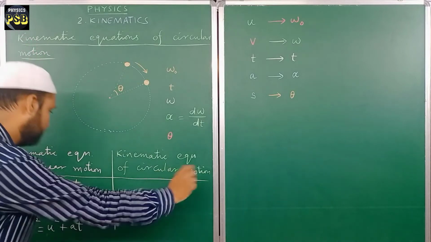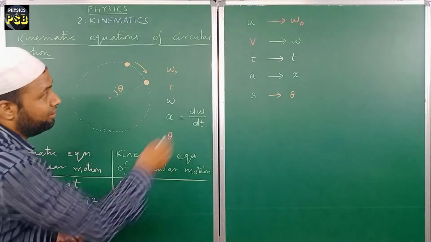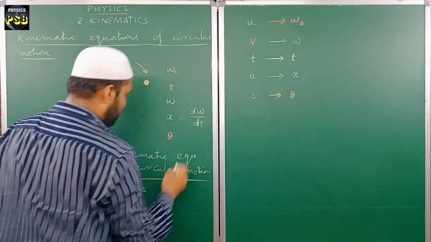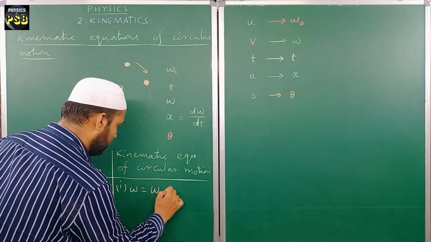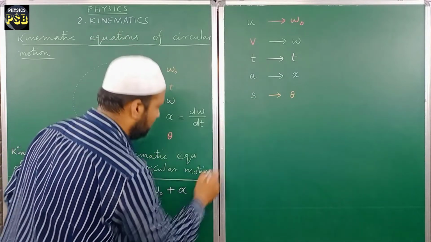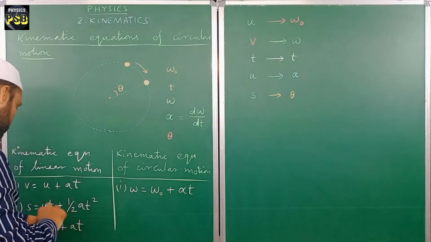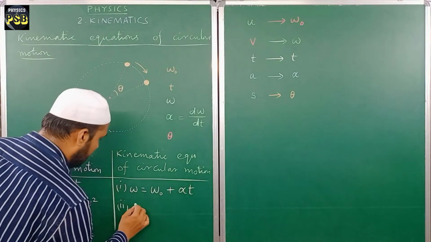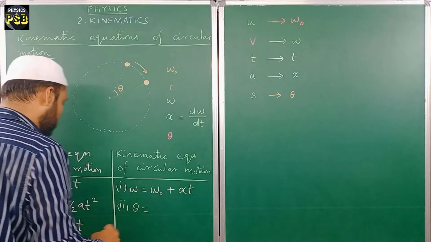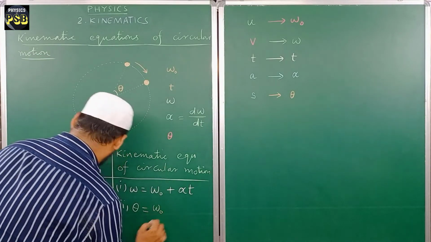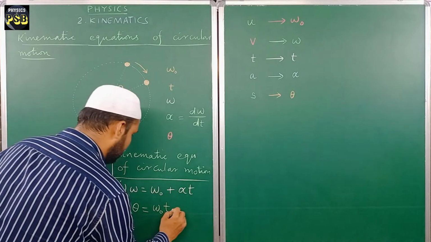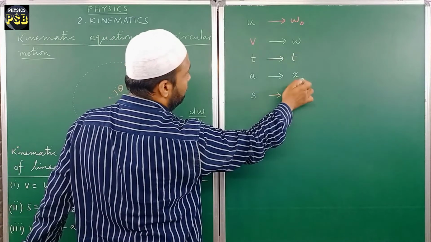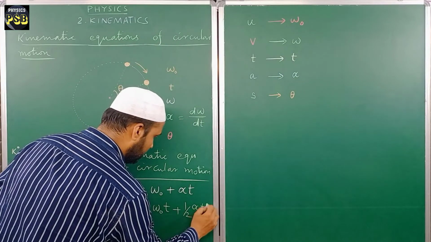Let's do it. See? In place of v, I write omega. In place of u, I write omega naught. In place of a, I write alpha. In place of t, it is kept as such. Next, I'll get the second equation of motion. In place of s, I write theta. In place of u, I write omega naught. t is kept as such, plus half. In place of a, I write alpha. t square is kept as such.